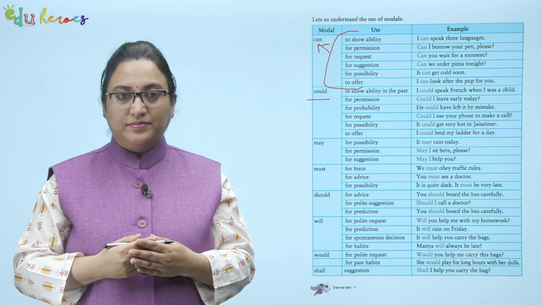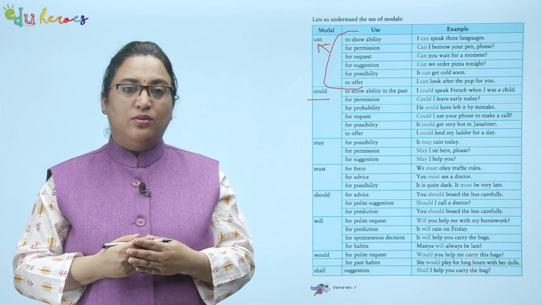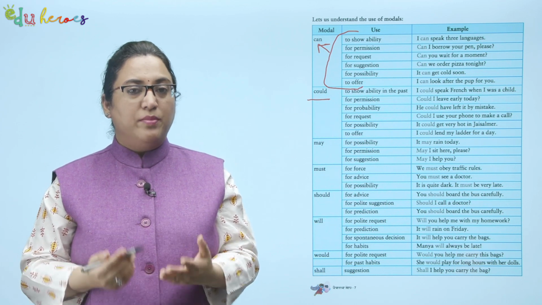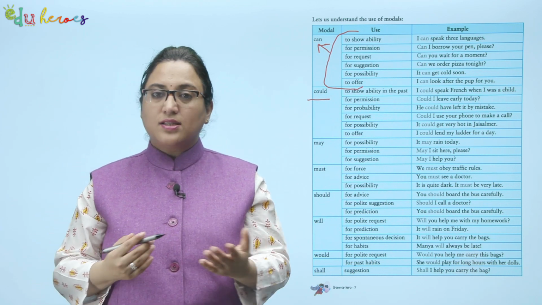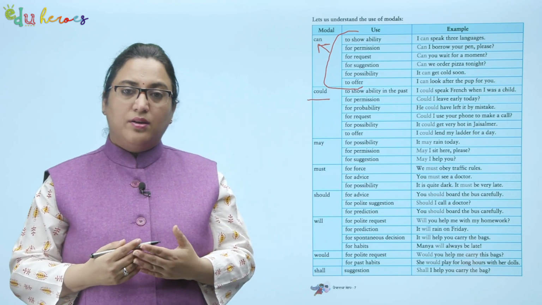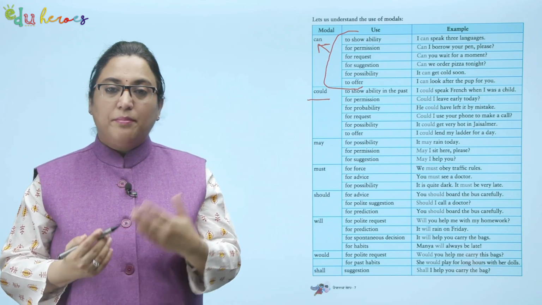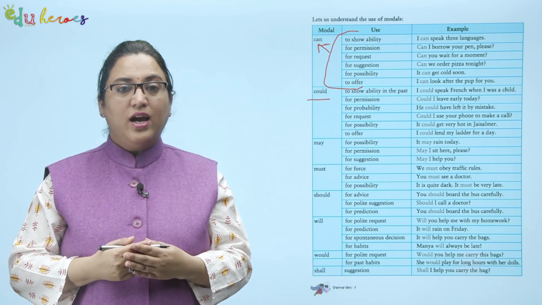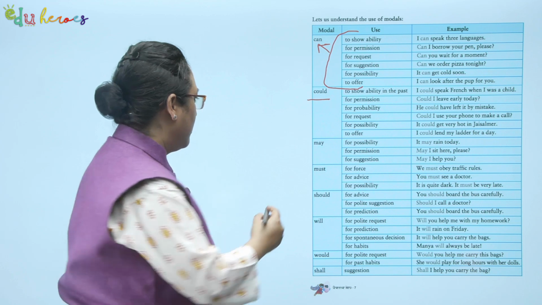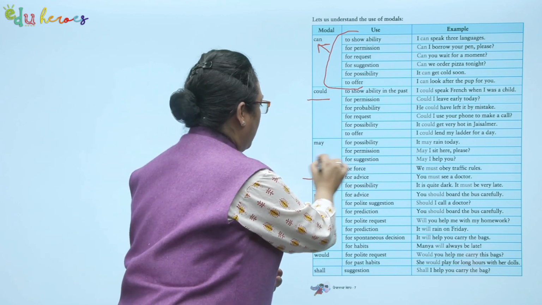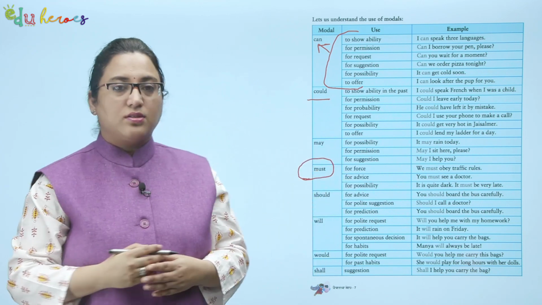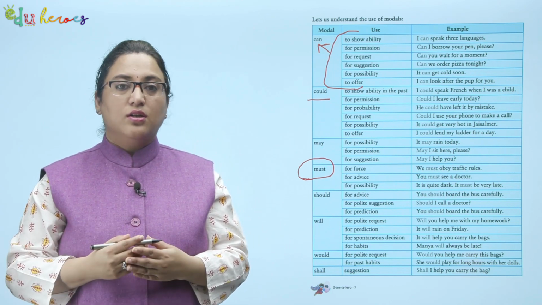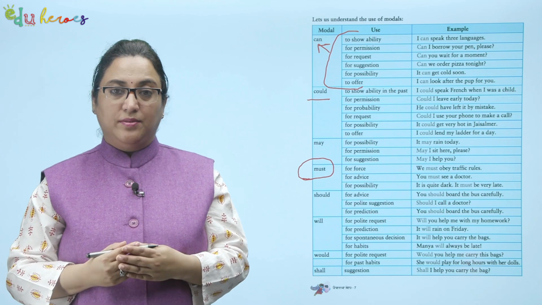That's an offer. Now we have another modal verb, may, which is used for possibility, for permission, for suggestion, such as it may rain today. May I sit here, please? May I help you? And then we have must. So, must is used slightly differently for force, advice, and possibility.